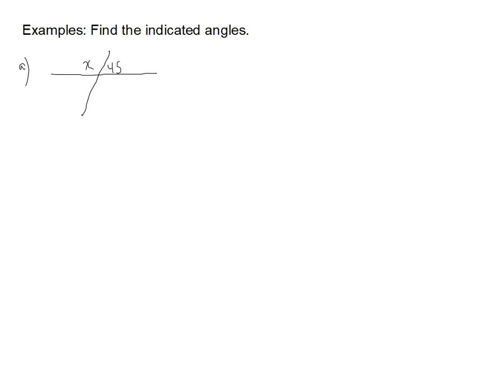If you're struggling, look for something that you know for sure. So for example, this right here is a straight line. What do the angles in a straight line have to add up to? Well, they have to add up to 180. That means that x plus 45 has to equal 180. So we can solve this equation by subtracting 45 from both sides. And when we do that, we get that x equals 135 degrees.